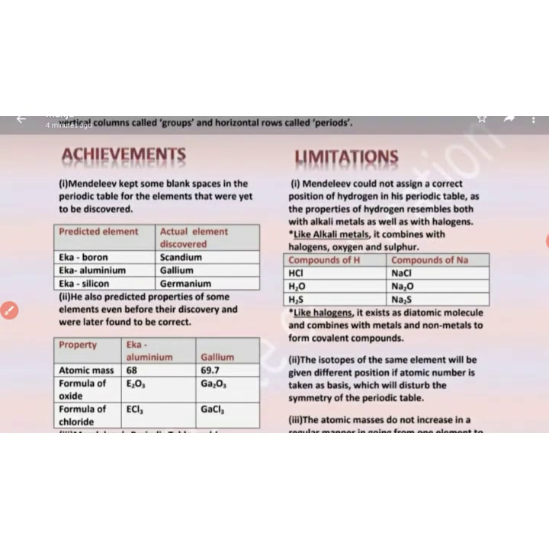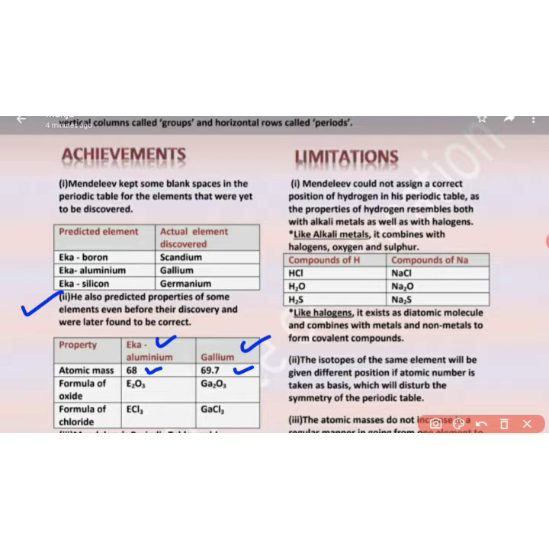And also the second point, as we have just said, he predicted the properties of these elements before the discovery, and later on it was found correct. For example, if we consider Eka aluminium, the atomic mass of Eka aluminium at the time of Mendeleev was predicted as 68, and when gallium was discovered its atomic mass was 69.7, that means near about this 68.